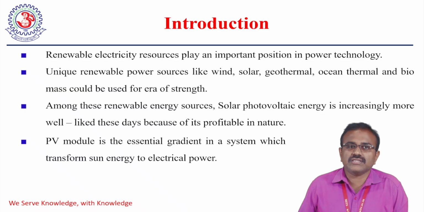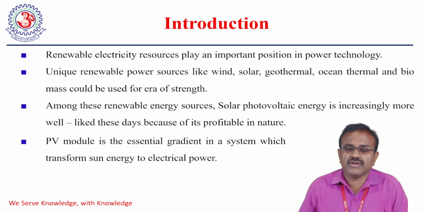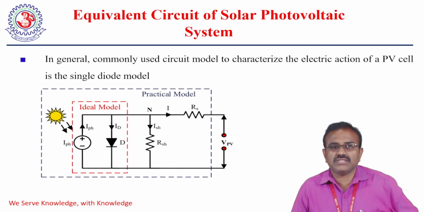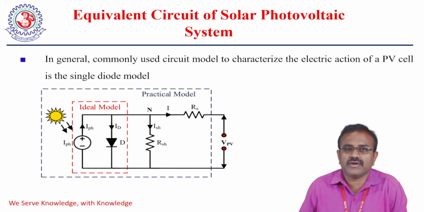So this is our introduction. Renewable energy electricity resources play an important position in power generation. Unique renewable power sources like wind, solar, geothermal, ocean thermal, and biomass could be used for energy generation. Among these renewable energy sources, solar photovoltaic energy is increasingly more well known these days because of its profitable nature. The PV module is the essential element in a system which transforms sun energy into electrical power. So this is our equivalent circuit of a solar photovoltaic system.